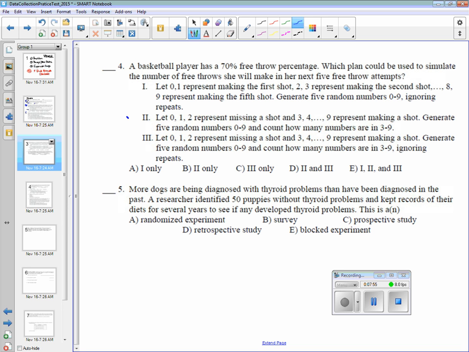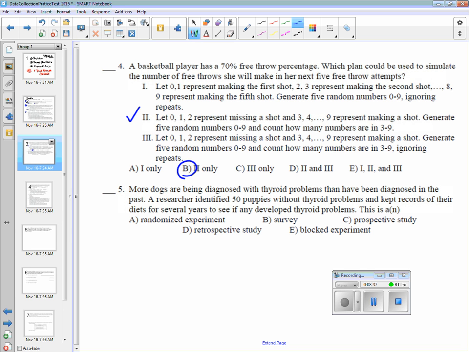Remember, there is more than one way to simulate, so let's see if Roman numeral 3 works as well. So far so good, because we've assigned the digits the same way as in Roman numeral 2. But what are we doing? Generate 5 random numbers, 0 through 9, and how many? Oh, so the only difference is ignoring repeats. Do we have to worry about repeats in this scenario? We're not assigning digits to anything. It's not like we're handing out coats where we have to ignore repeats, right? Right, so it doesn't really matter. So ignoring repeats is not essential here. So this B would be the correct answer. Okay? All right, number 5.